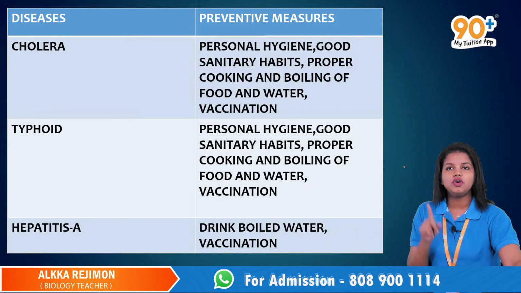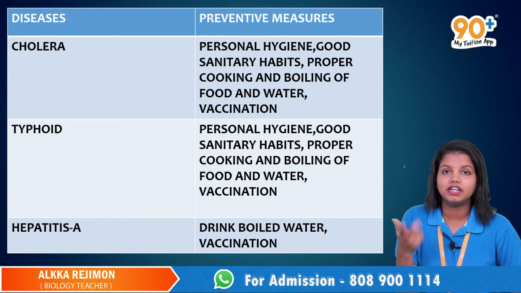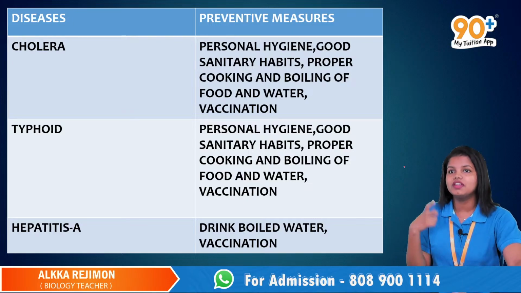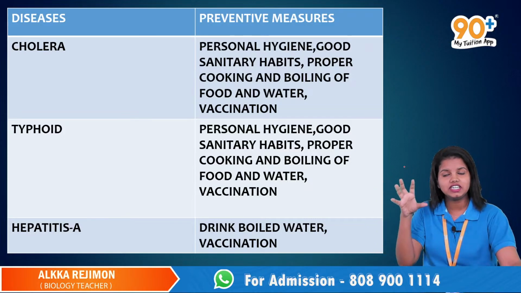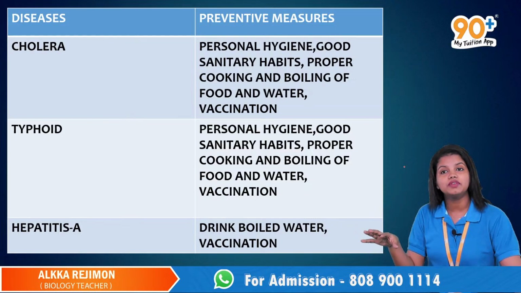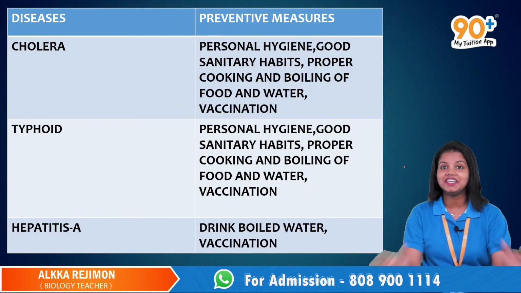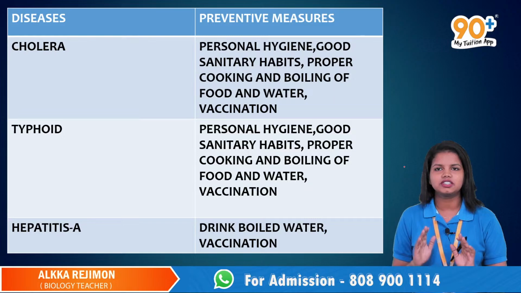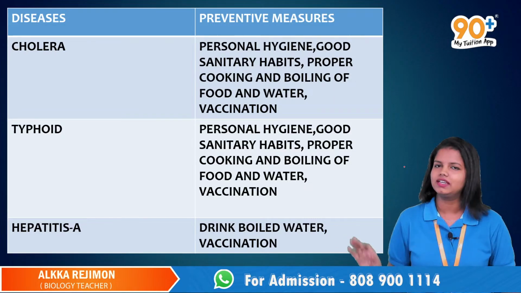As you all know, this is a disease which can be spread through water or food. Since it is spread through contaminated water and food, this disease can be prevented by personal hygiene, good sanitary habits, proper cooking and boiling of food and water, vaccination and so on. When we were studying the chapter, we pretty much cleared all the preventive measures. We pointed them out one by one and studied them quite clearly, right?